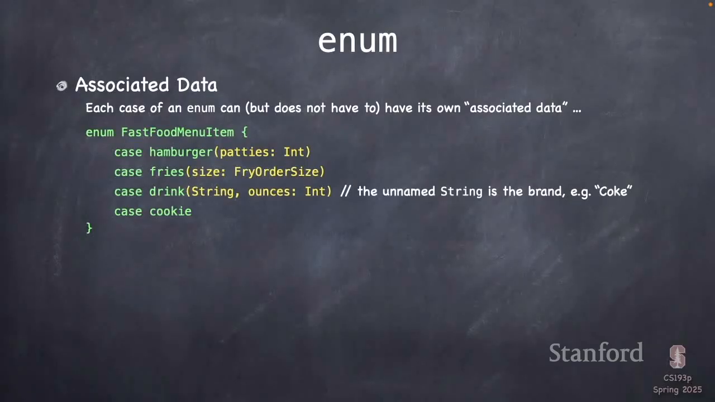You don't absolutely have to have a name for each of the things, so it's allowed not to. So things like the size of the fries only is stored in this enum if the case is fries. So it's a really great way to separate the data out.